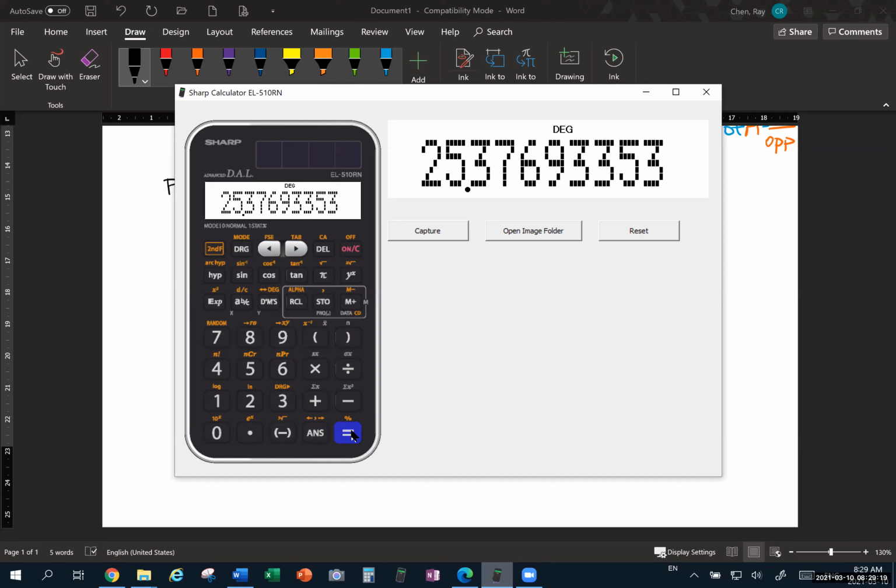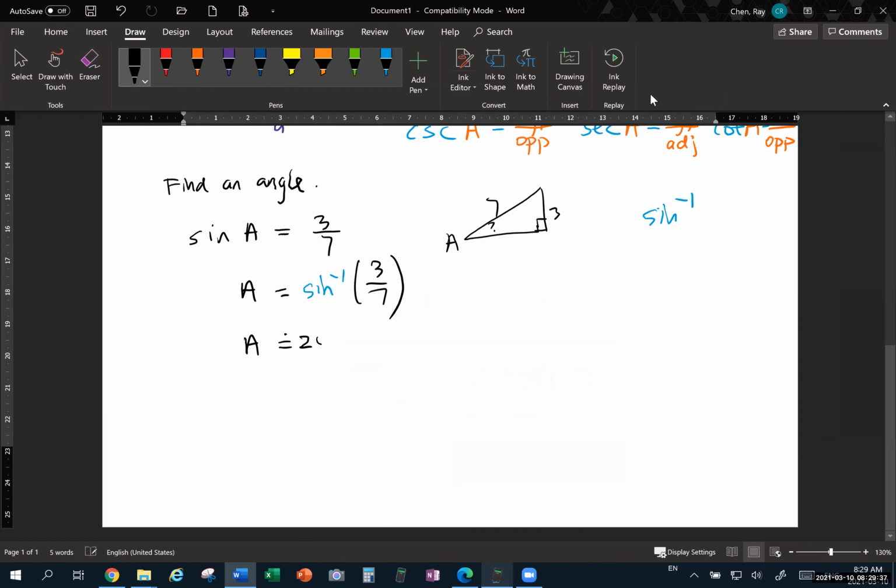In the olden days, your grandparents, I don't think your parents, but your grandparents, when they were doing their math and trigonometry, they would have to come up to the front of the room and look in a textbook, a huge textbook that had all these ratios. This answer is 25.37 degrees.